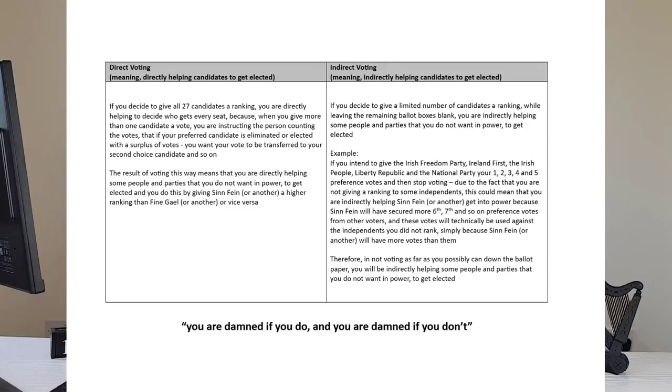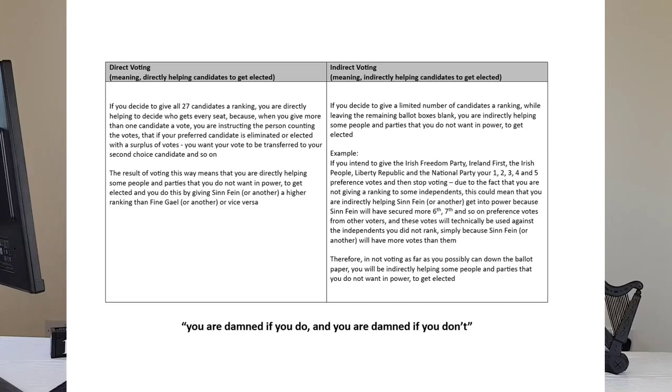Gael or vice versa. The flip side to direct voting is what I referred to earlier as indirect voting. So if you decide that you only want to give, for example, 3 candidates out of 27 a ranking, while leaving the remaining ballot boxes blank, you are indirectly helping some people and parties that you do not want to get into power to get elected.